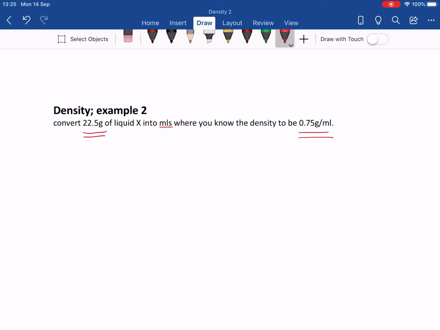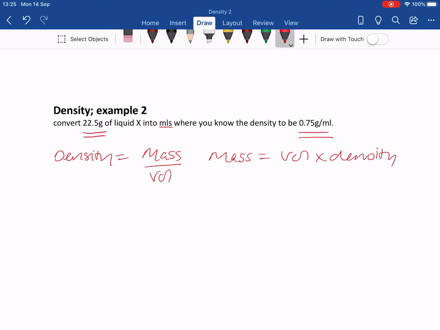So if we look at our equation, we know that density is equal to mass or weight divided by volume. So therefore mass is equal to volume times density. What we want to calculate though is volume, so rearranging that again leads us to volume equals mass divided by density. So really all you need to know is that one equation and the principles behind rearranging an equation.